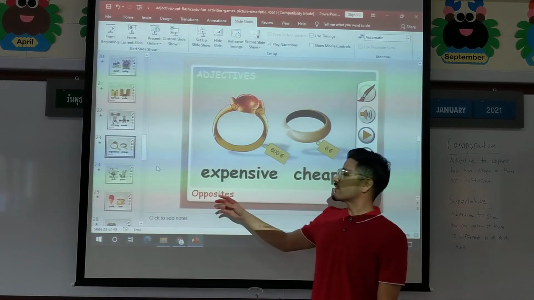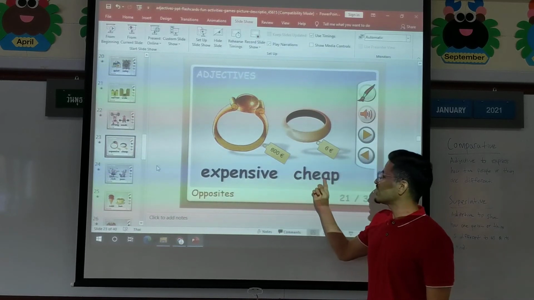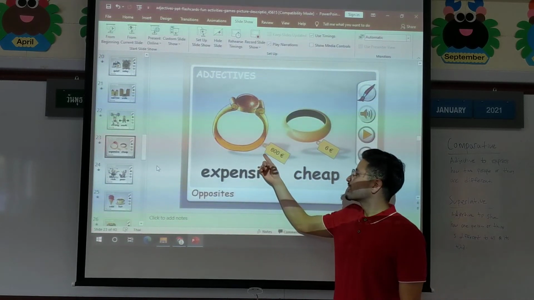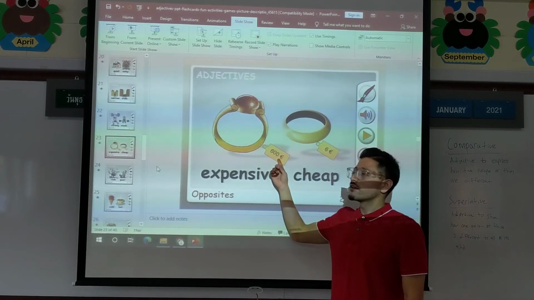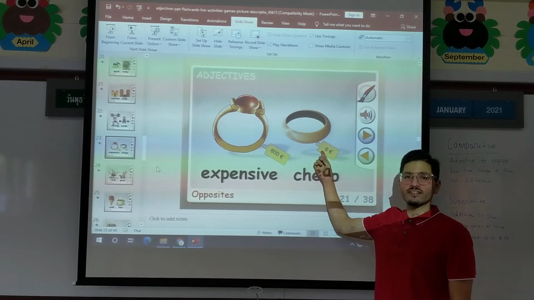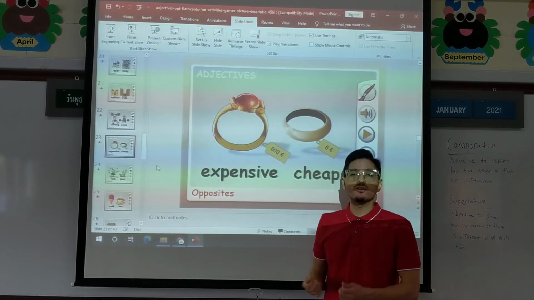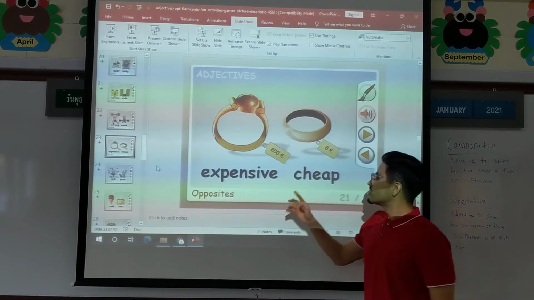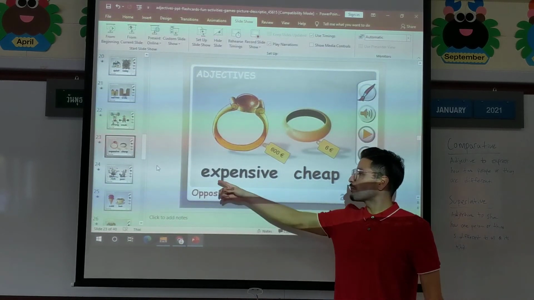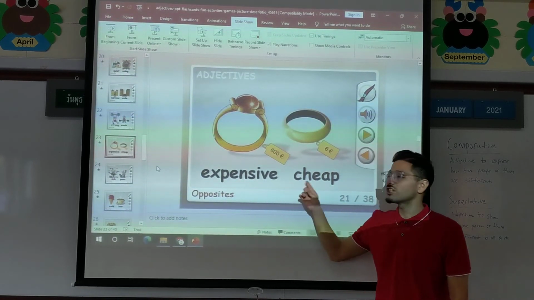Now we have the adjectives expensive and cheap. So this ring costs 600, okay? And this ring costs 6. So expensive means you have to pay more money. Cheap means you pay less money, okay? The opposite of expensive is cheap.